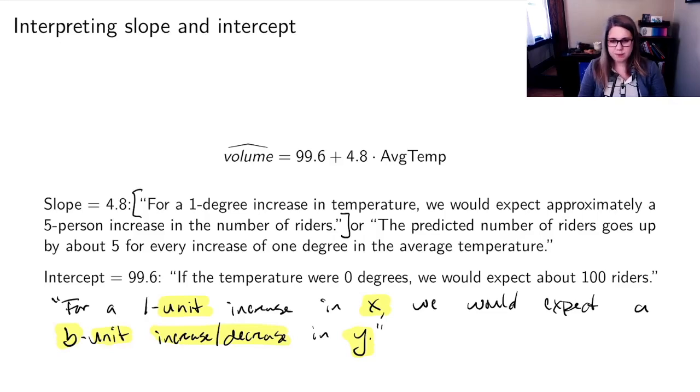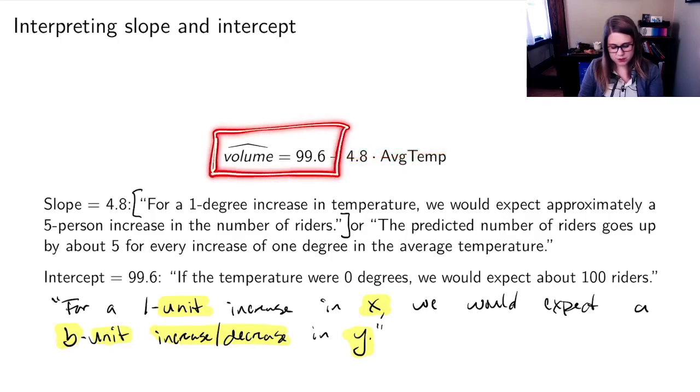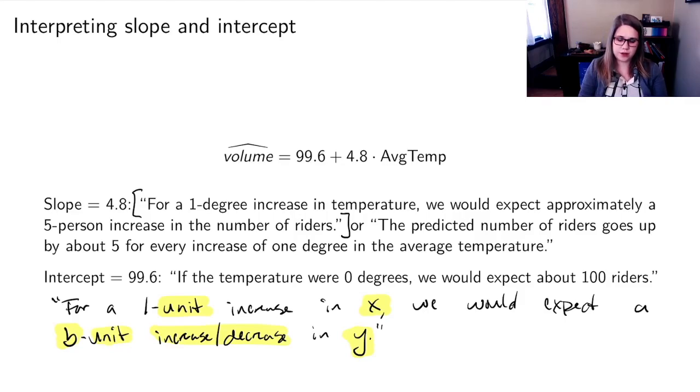For the intercept, like I said, what we would think about here is plugging in 0 for our x. So if we plugged in 0 degrees, then this term would disappear and our equation would just be this. And so the intercept is that 99.6. So if the temperature were 0 degrees, we would expect about 100 riders on the rail trail. Both of those interpretations tell you something about the relationship between average temperature and volume. So these can be really good sentences to include in a report.